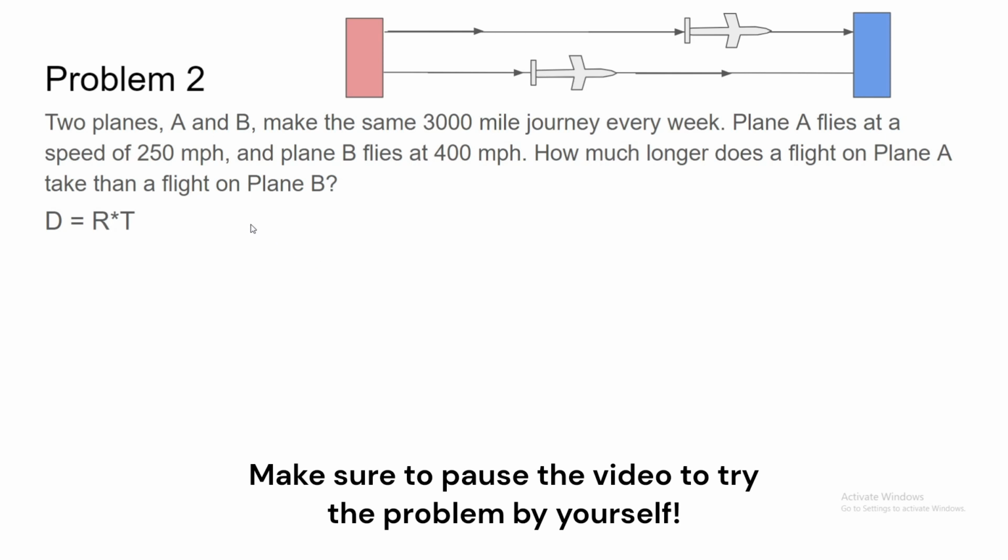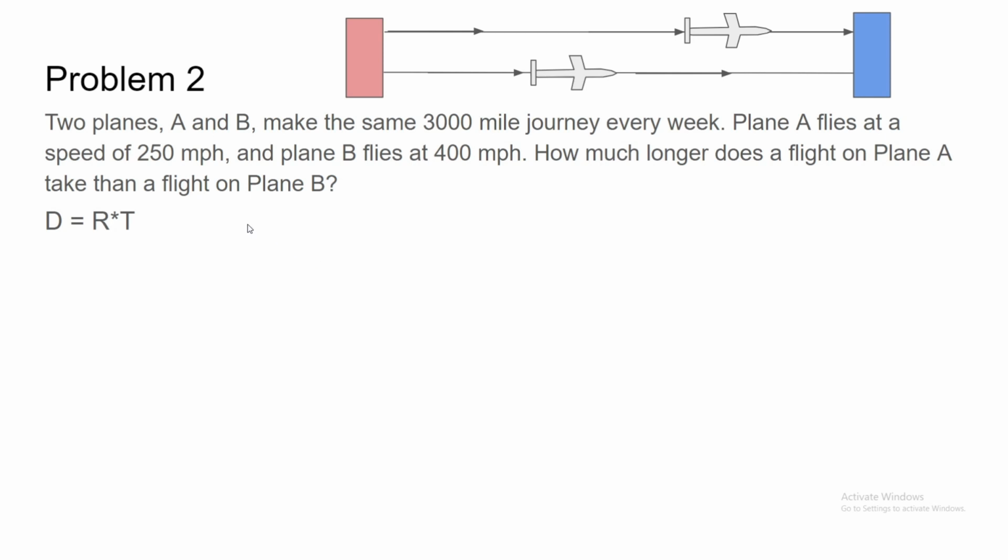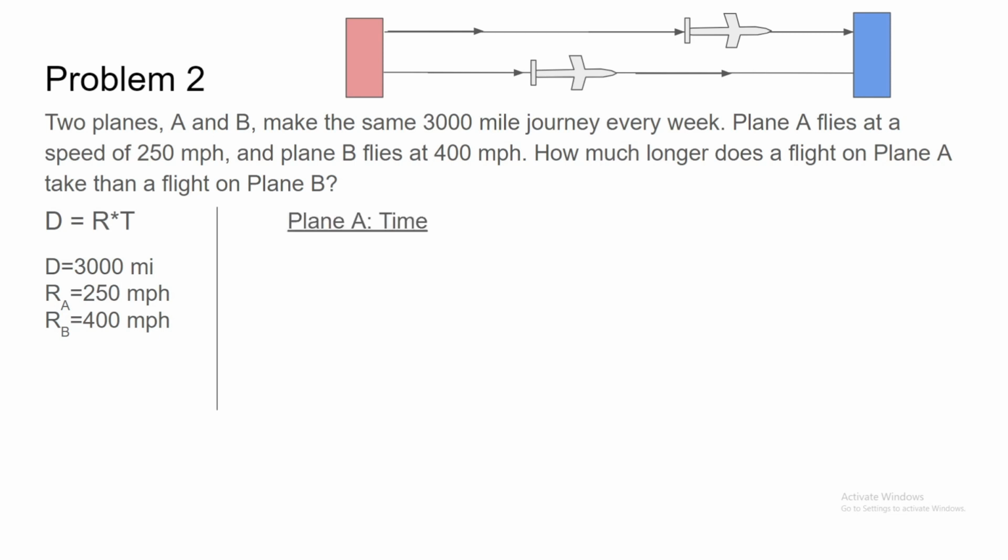And we have 2 different rates. We have R sub A is going to be 250 and R sub B is going to be 400. So I'll just go ahead and write all that down. We got our distance and our 2 rates. And now if we solve for our times of plane A and B, we're going to end up with two different times that we can compare. So let's go ahead and do that.